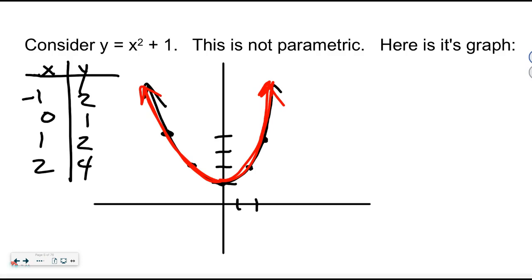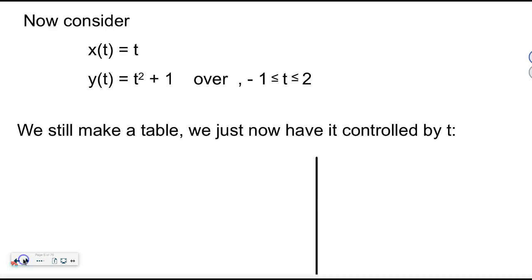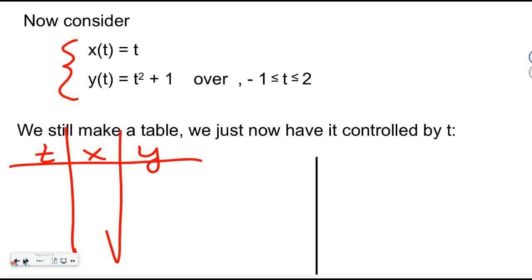So we're going to go do what's called parameterize this situation, and then just so you can see it. So now I've got what's called a parametric system right here. My T is controlling the X and the Y. So you still make a table, and it's still just as easy. It just has 3 columns. So your tables, when you do your homework, are going to have 3 columns.